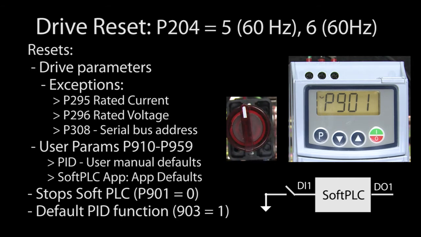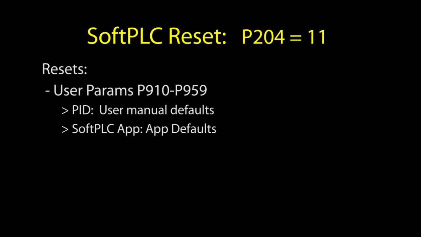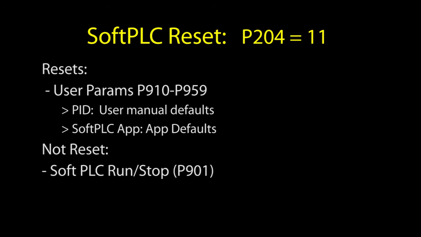Perfect. So the key point to understand is the drive reset disables the soft PLC app. It doesn't erase it. You can also reset only the soft PLC parameters by setting parameter 204 to an 11. If you were running the built-in PID function, then that resets parameters 910 through 959 to the factory defaults shown in the user manual. If you are running a custom soft PLC app, then it resets those parameters to whatever defaults the soft PLC app had set up for those parameters. Now this reset doesn't stop the soft PLC app. That is, it doesn't change these parameters.